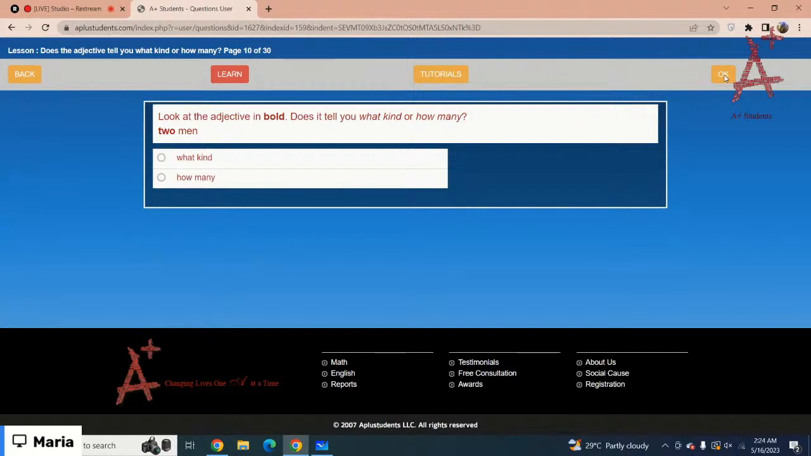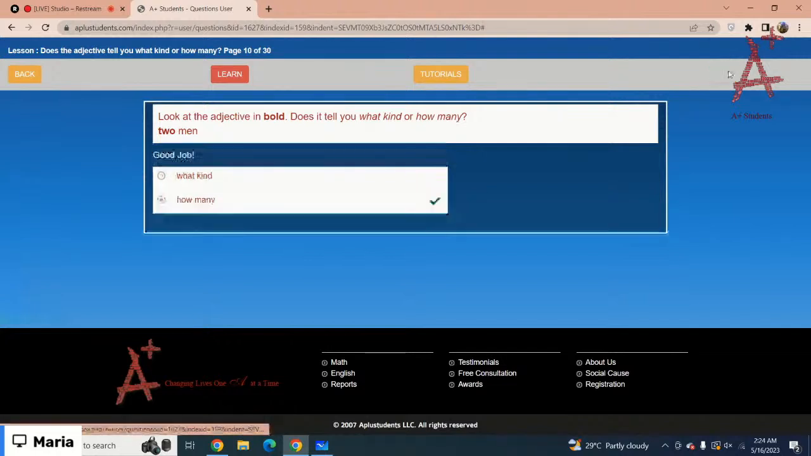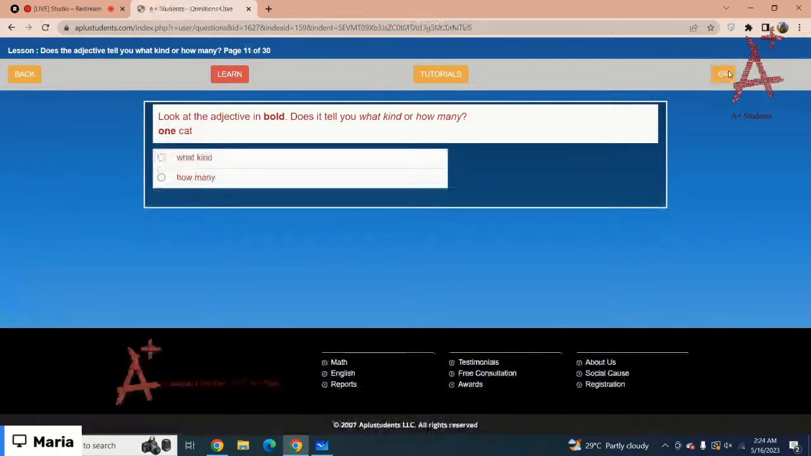Look at the adjective in bold. Two men. So which is the correct option? Two is a number. Got it? So it tells you how many. Got it? Numbers are always how many. Okay, the next one is look at the adjective in bold. Does it tell you what kind or how many? So which is the correct option? One cat. It would be one is how many? Got it?